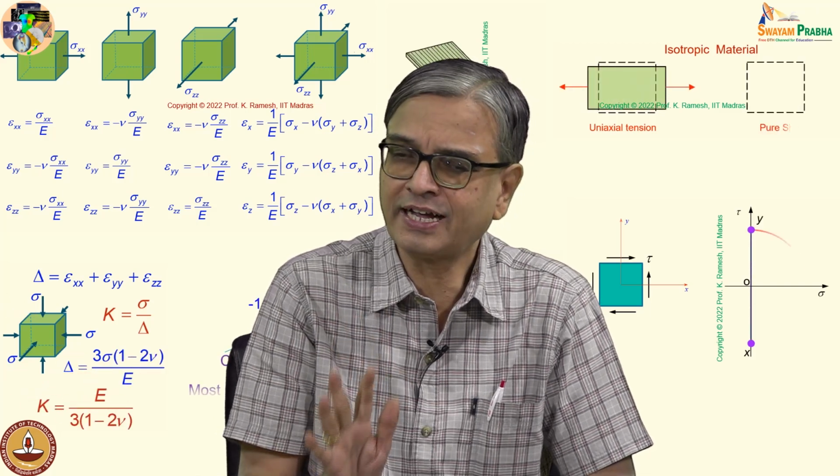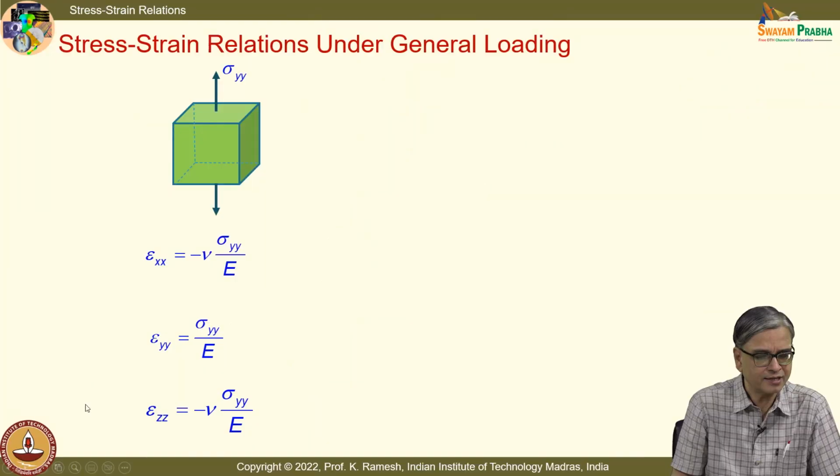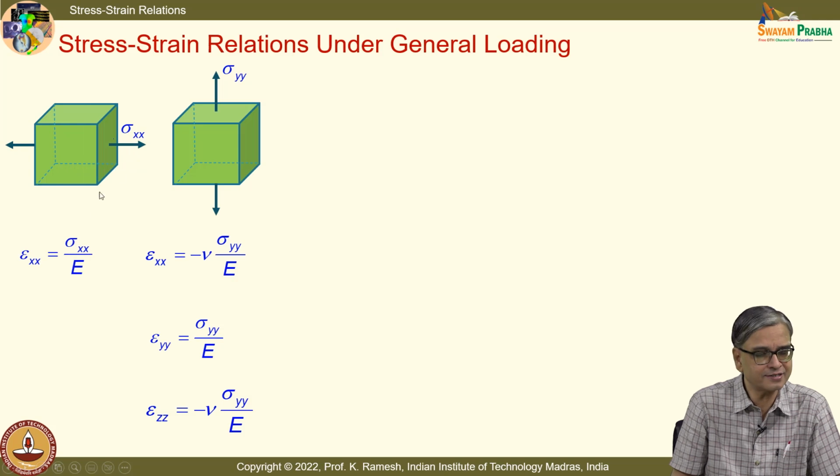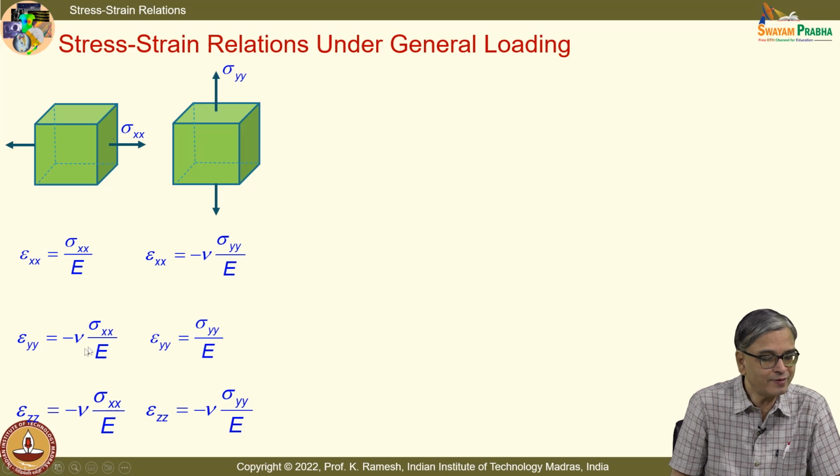It's not difficult, it's simple and straightforward. So I will show it for you. I have load applied in sigma xx. So I have epsilon xx as sigma xx by Young's modulus. Epsilon yy is minus nu times sigma xx divided by Young's modulus. Epsilon zz is minus nu times sigma xx divided by Young's modulus.